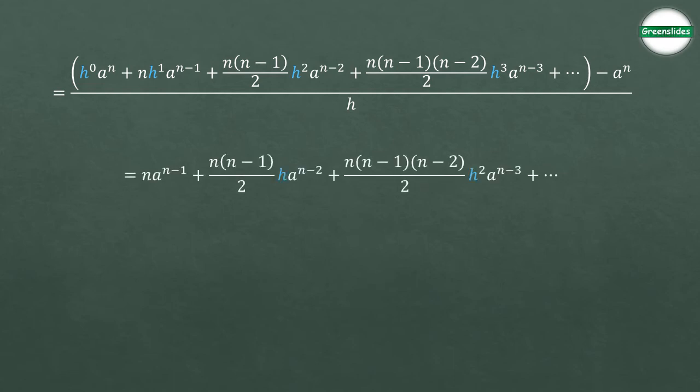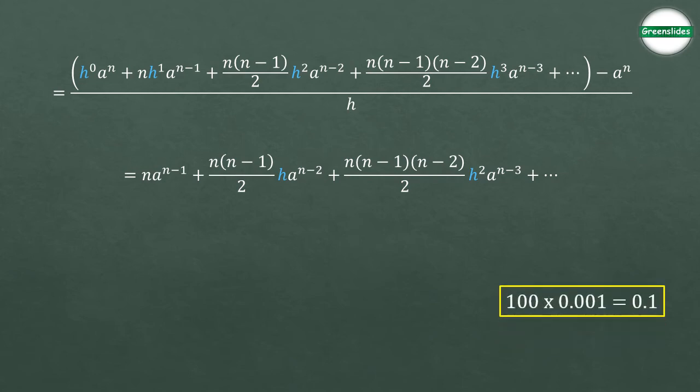If we simplify it, we are getting an expression like this, but there is an observation here. Other than the first term, h is in every term, right? And h is a very small quantity. You know that. If we multiply a very small quantity to something, the product is very small, right? For example, if you multiply 100 to 0.001, it will reduce to 0.1. In a similar way, if we multiply h with something, the whole product will be very small.